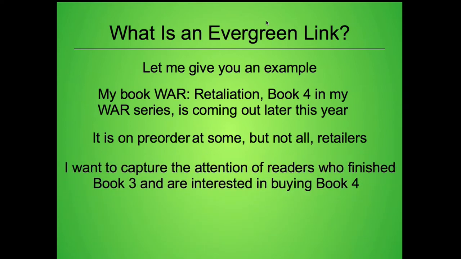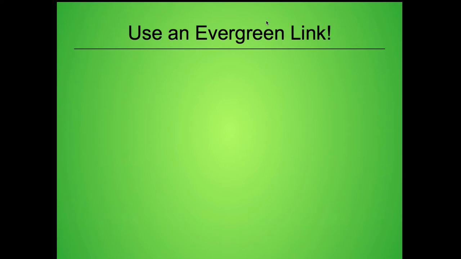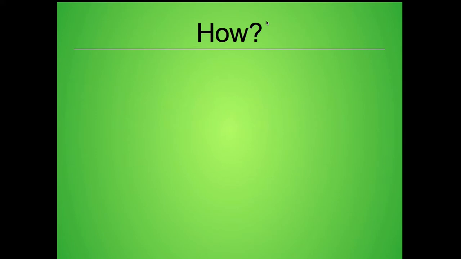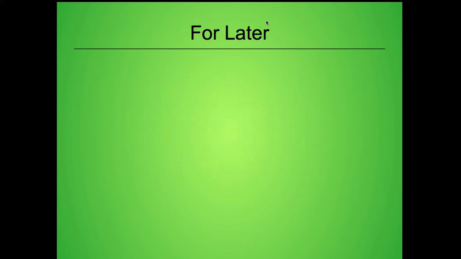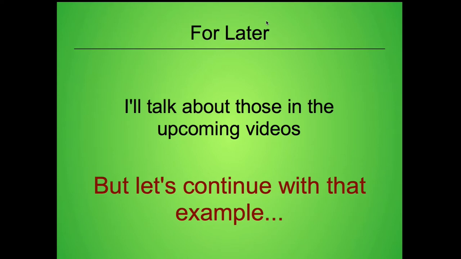But what do I do about those places where it's not on pre-order, but people have read book 3, they're interested in buying book 4? How do I make sure that they don't get lost? Because I don't have a retailer link to direct them to. What I'm going to do is create an evergreen link, and that will go in the back of book 3. How? Well, I'll need to use a WordPress plugin or a short link service to create my evergreen link. But that's not what this video is going to cover. I'll talk about those options in the upcoming videos. For now, let's continue with that example.